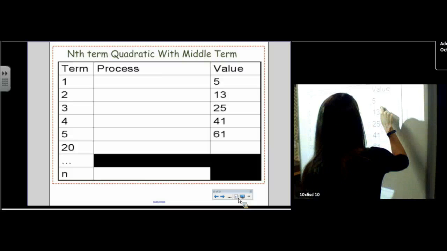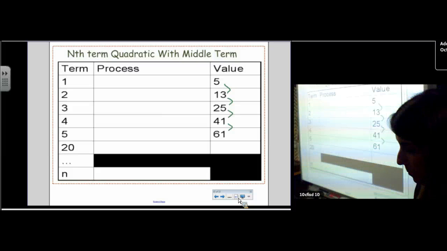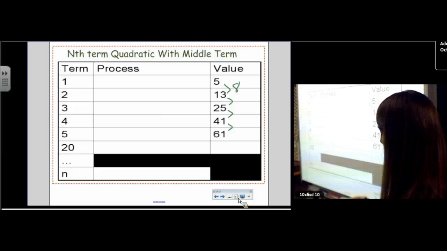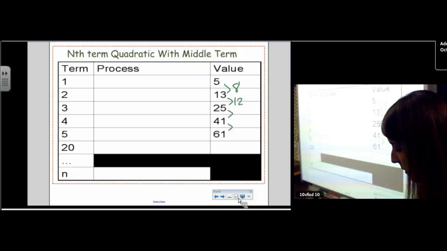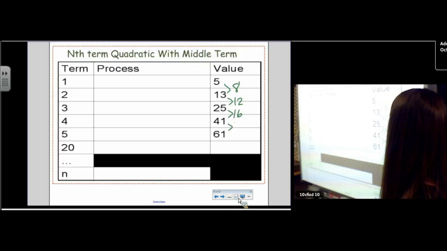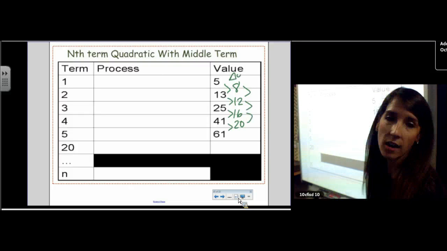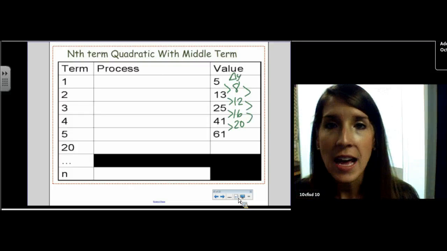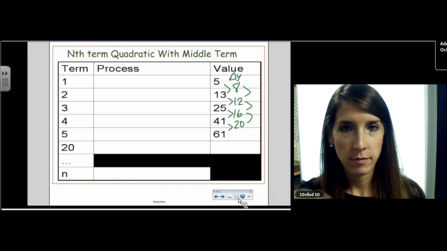We always start by doing delta y. That is what we start with all the time, every time. So we're always subtracting. 13 minus 5 is 8. 25 minus 13 is 12. 41 minus 25 is 16. 61 minus 41 is 20. When delta y is not constant, we immediately know, hey, this is not a linear pattern. This is not a linear equation.